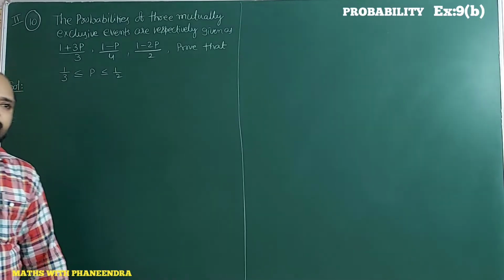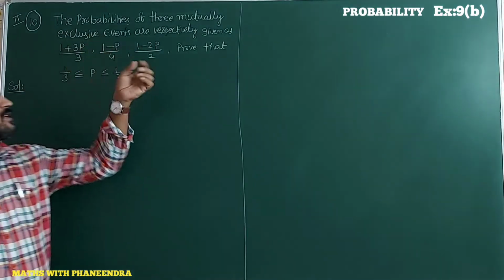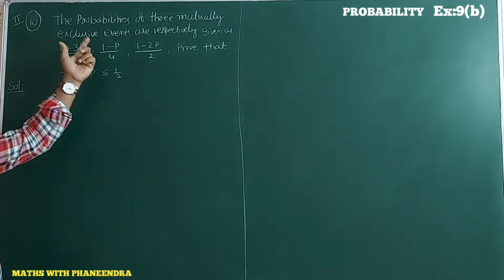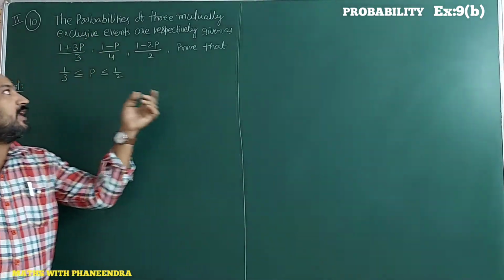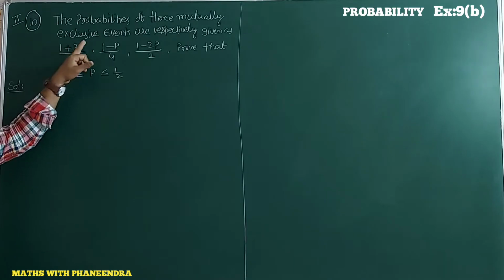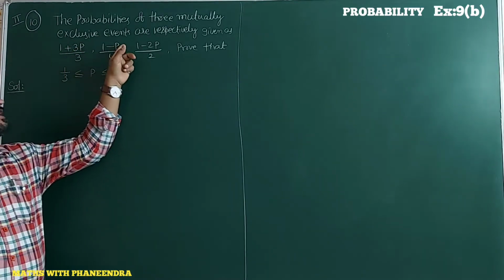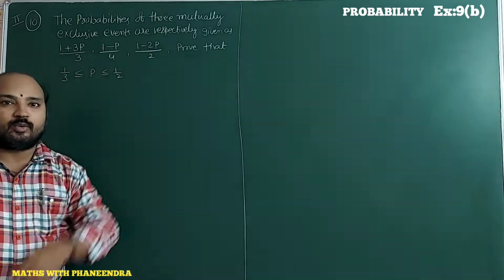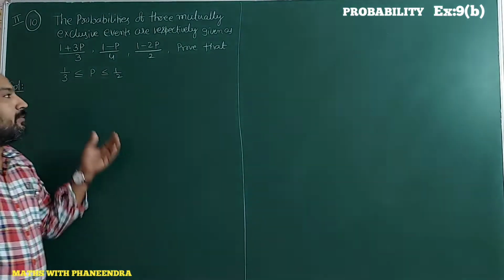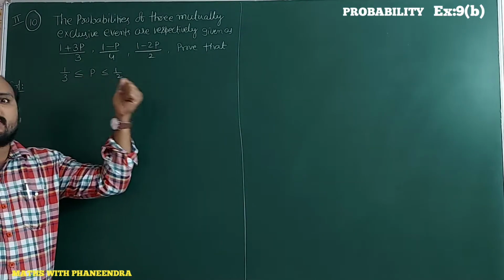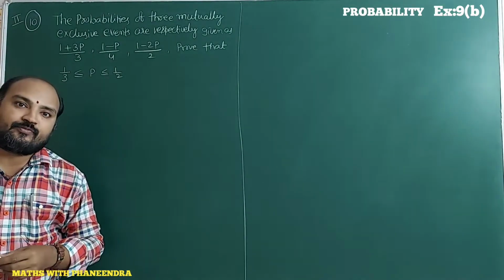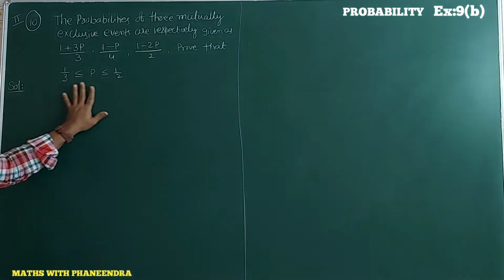The next question. The probabilities of 3 mutually exclusive events are respectively given as (1 plus 3p) by 3, (1 minus p) by 4, (1 minus 2p) by 2. Prove that 1 by 3 is less than or equal to p is less than or equal to 1 by 2. So how to prove this?